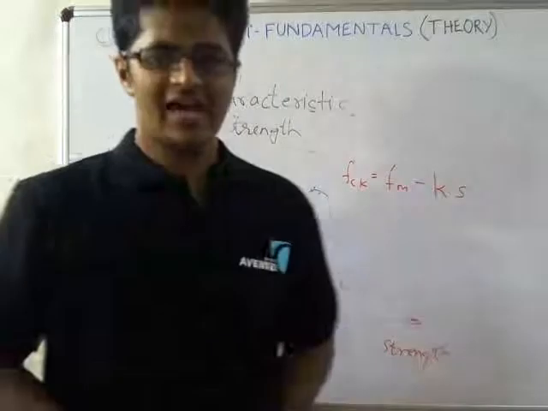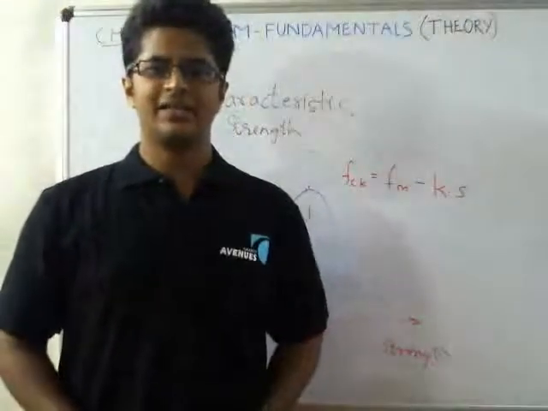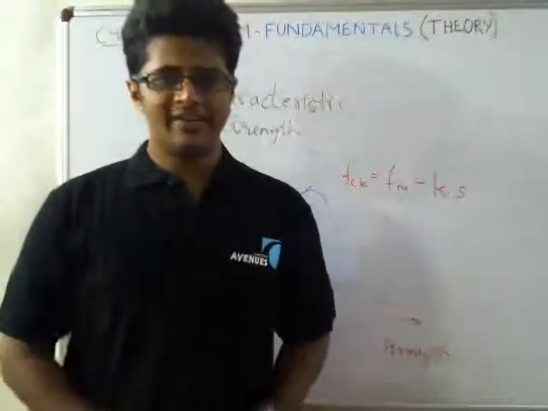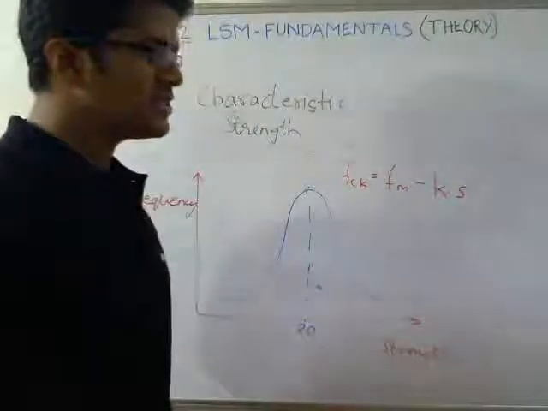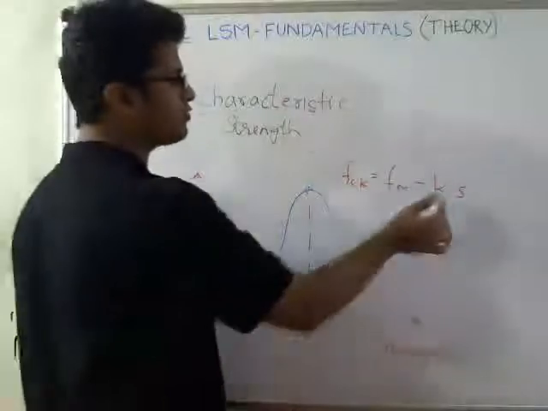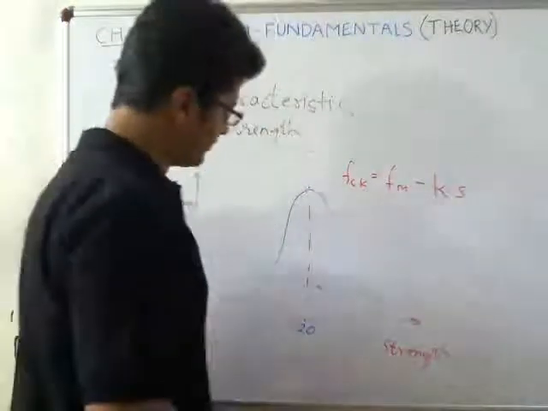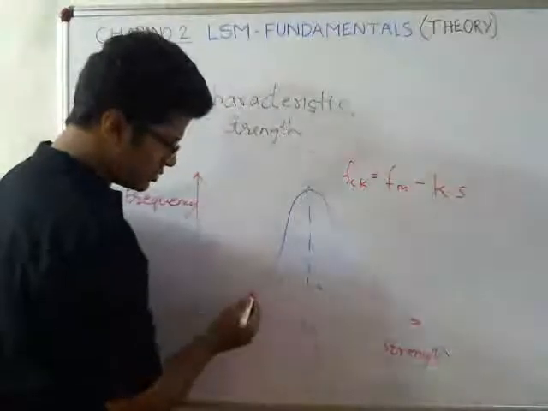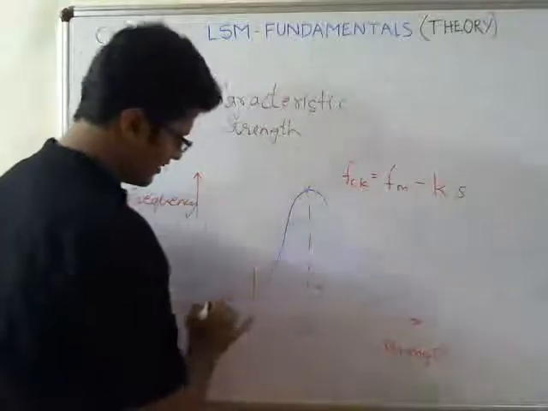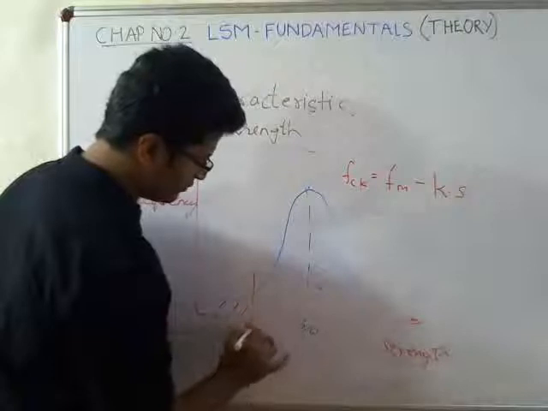Here also, as we have discussed in the earlier session, characteristic strength is nothing but the strength which is related to 95% probability. Since in the previous graph, corresponding to 95%, the value of K was 1.645, here also it is 1.645. So 20. Suppose, let us say, this is the value. Suppose let it be 15.